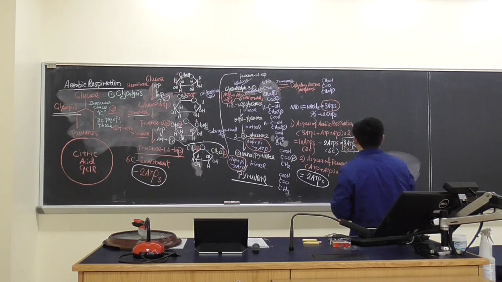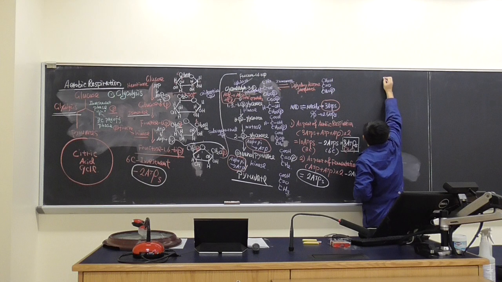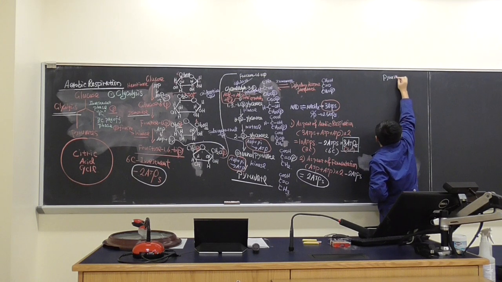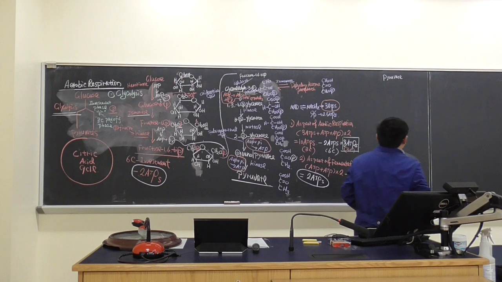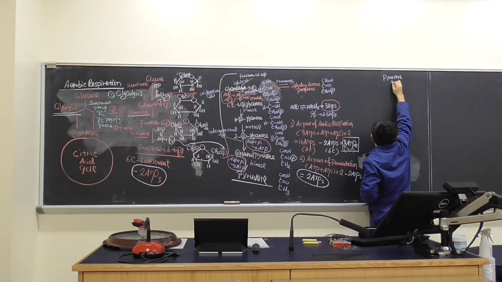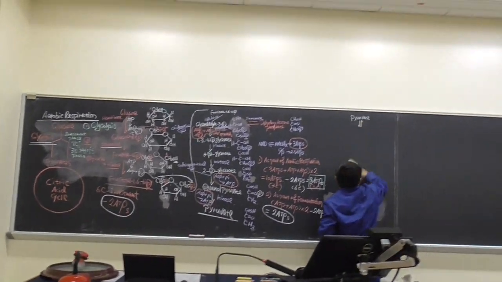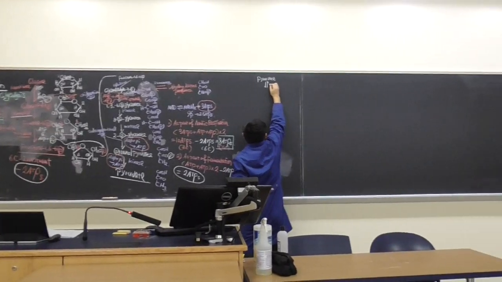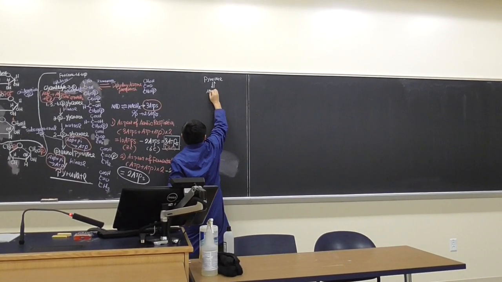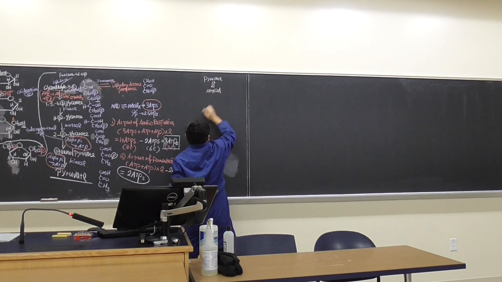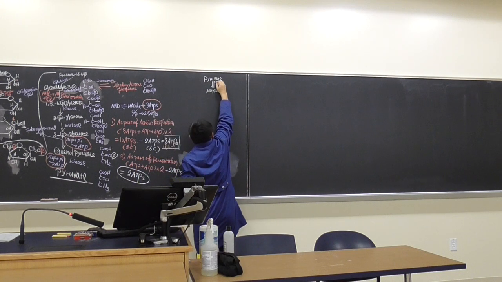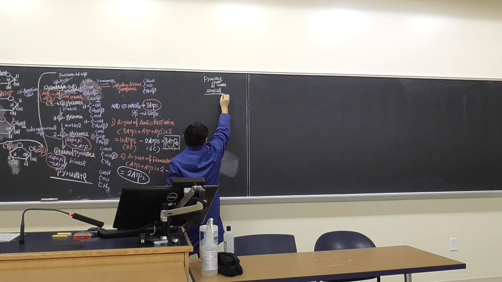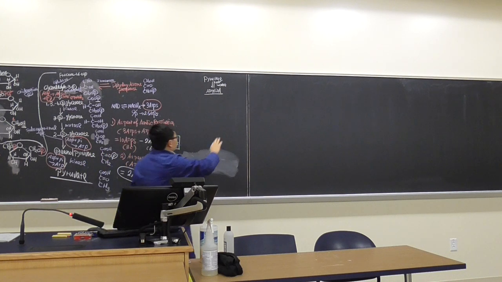Next one, we are going to the TCA cycle. So this is pyruvate. And the pyruvate going to the TCA cycle. First of all, they go through a transition step, becoming acetyl-CoA. Acetyl-coenzyme A, also coupled with NAD plus reduced to NADH2. They start from the acetyl-CoA, coenzyme A, they start to have this big cycle.